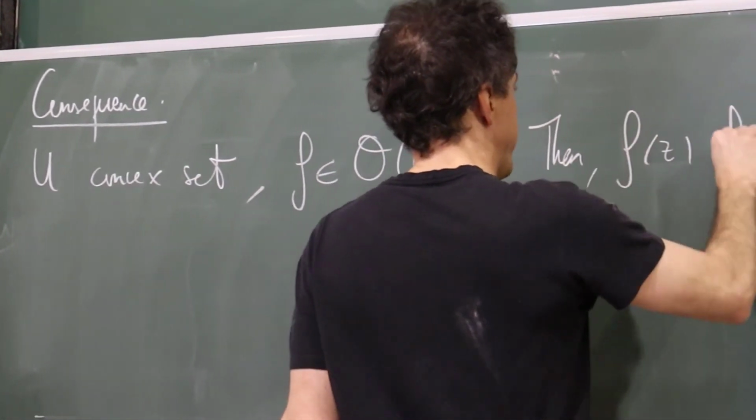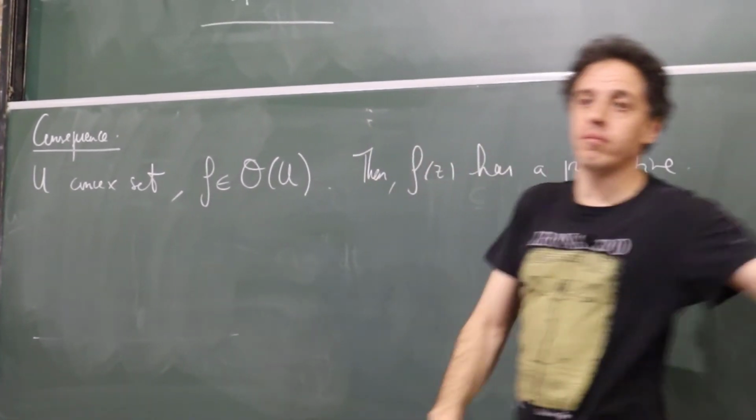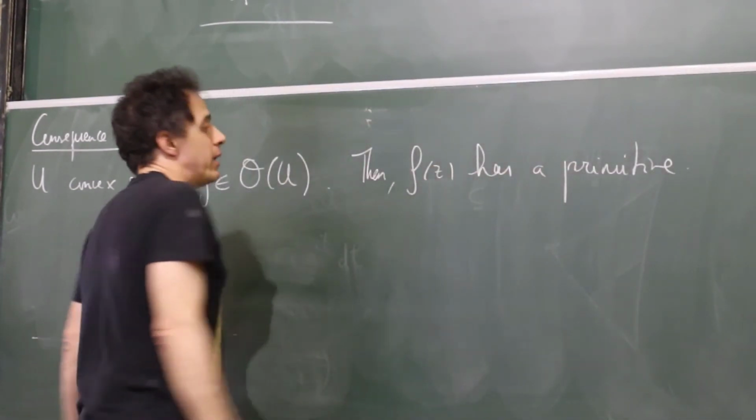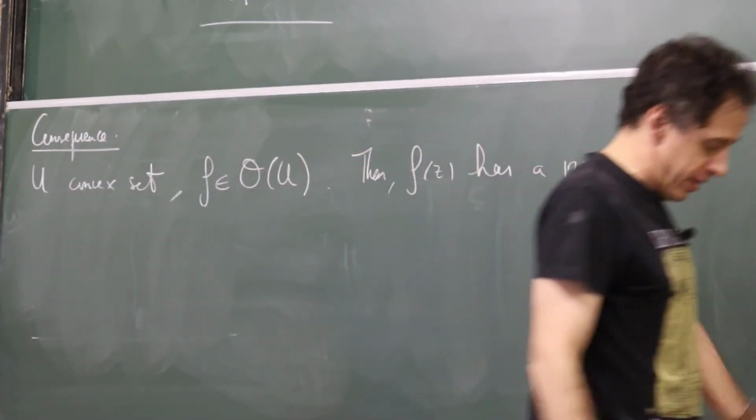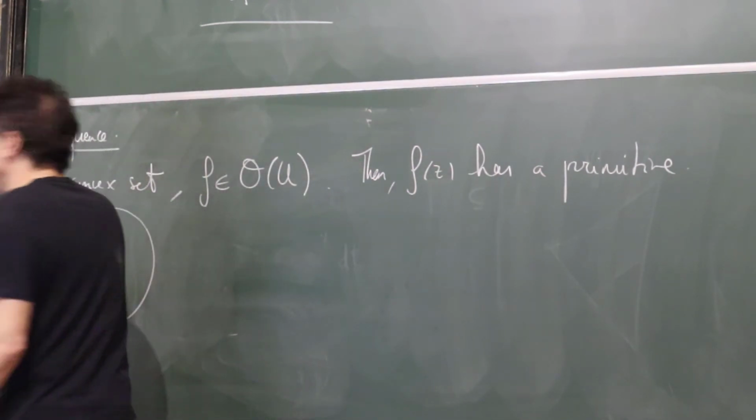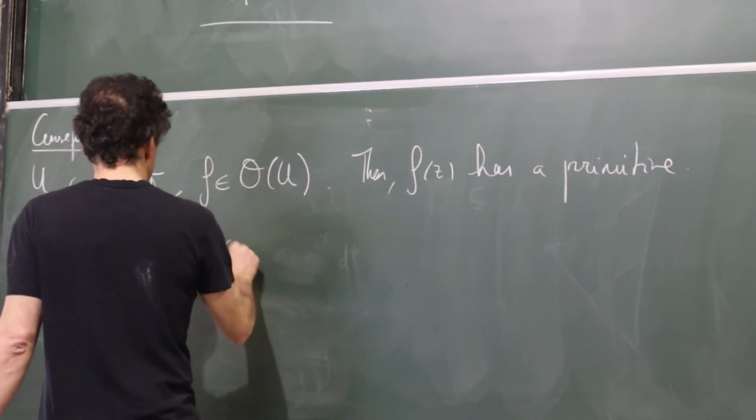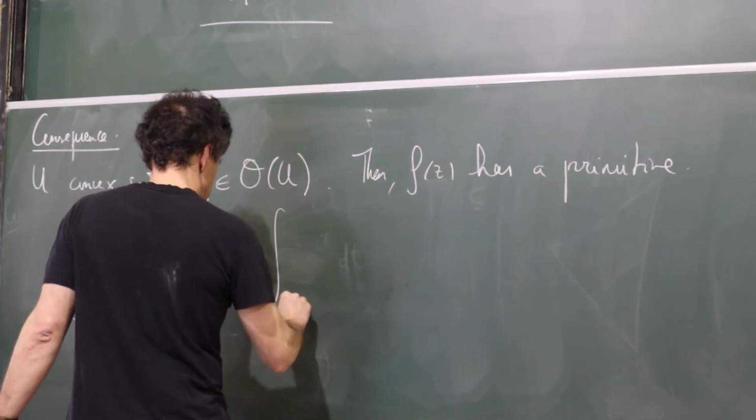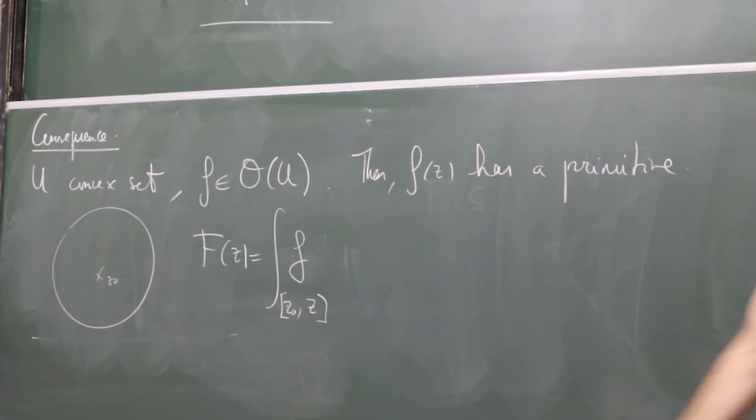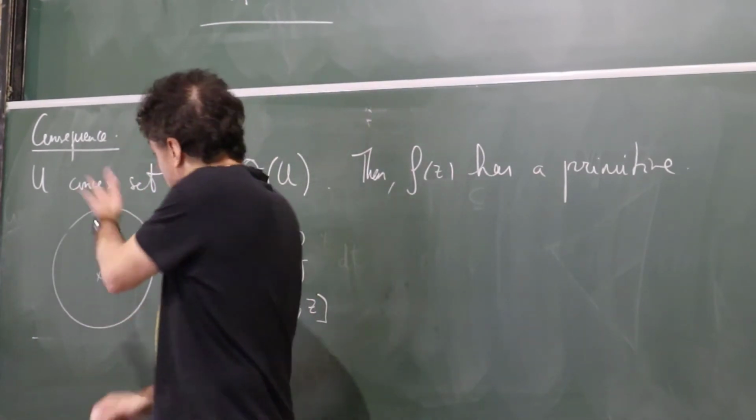Why? Well, as we said before, in order to have a primitive, in this case our set is convex. You can fix any point z0 and define the primitive of the function f. And in this case, you can fix any point here.